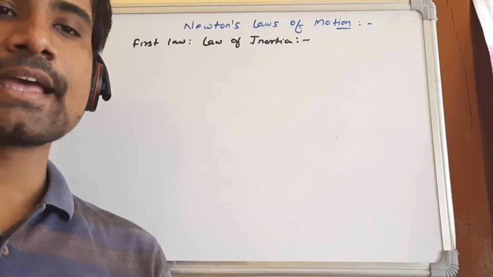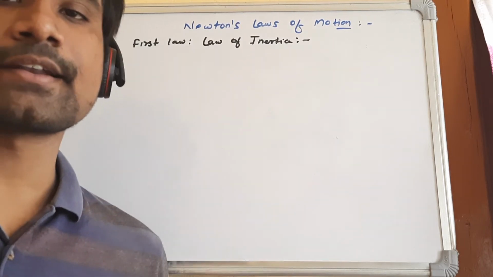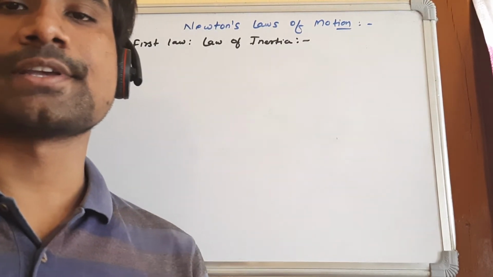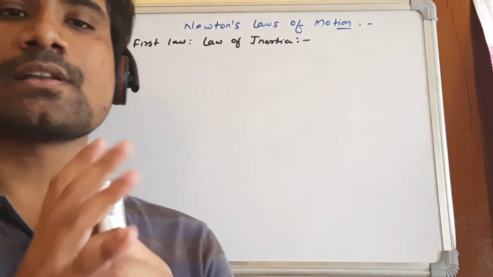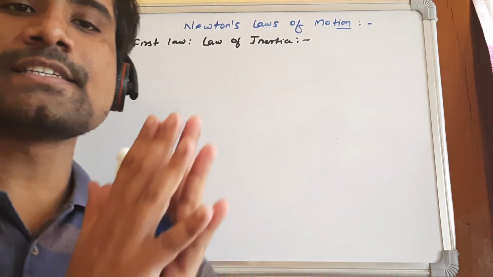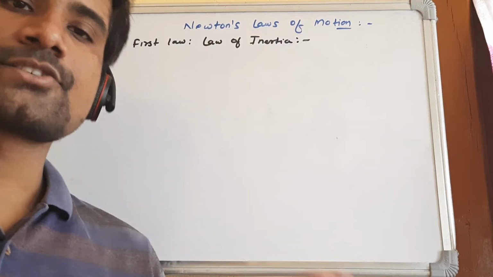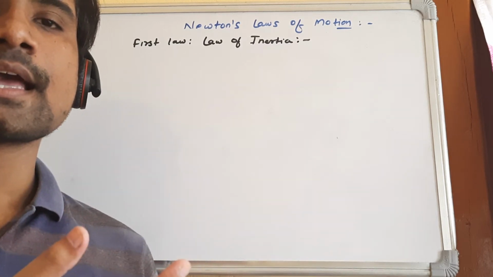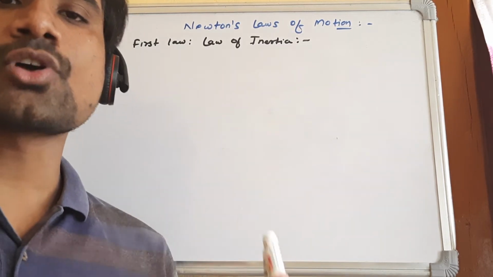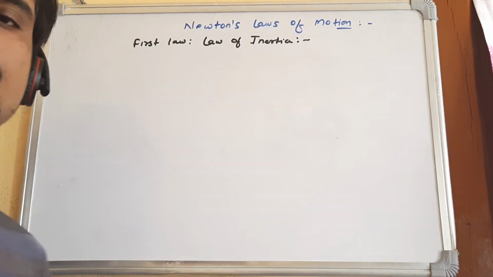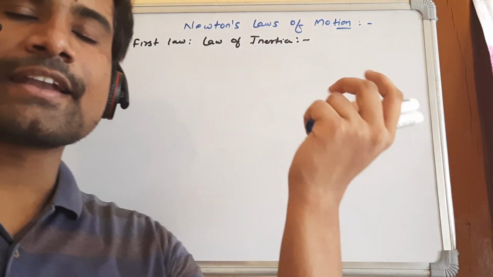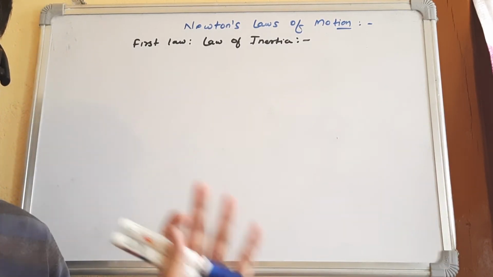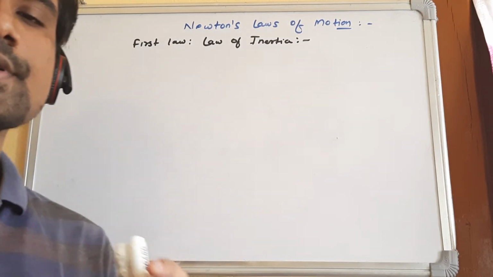It states that an object at rest remains at rest, or an object in motion remains in motion, unless an external force is applied on it. So basically, if there is no external force, the object will have a tendency to maintain its state, be it rest or motion. If an object is moving, it will tend to keep moving. It will never stop unless an external force is applied to it. Or if an object is at rest, it will not move unless we apply an external force to it. This is what we call Newton's first law.